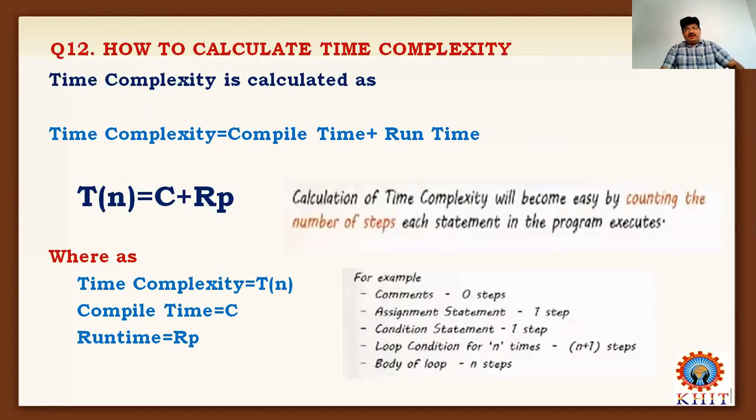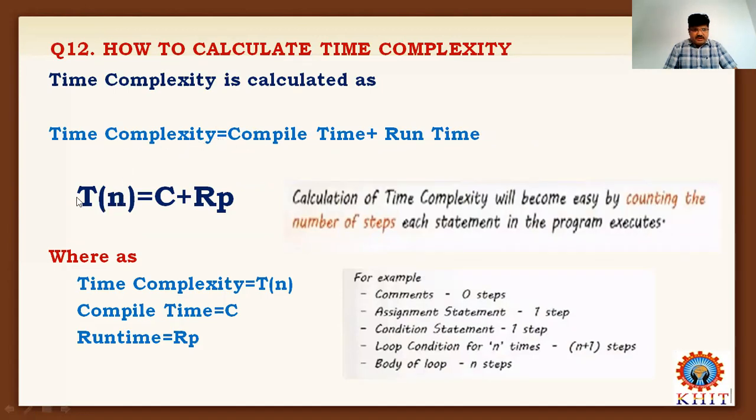So how to calculate time complexity? Next question is how to calculate time complexity. There is a formula. While calculating the time complexity, you can use this formula. Time complexity is equal to the sum of algorithm compile time and algorithm runtime. Finally, we will get the time complexity of the given algorithm.